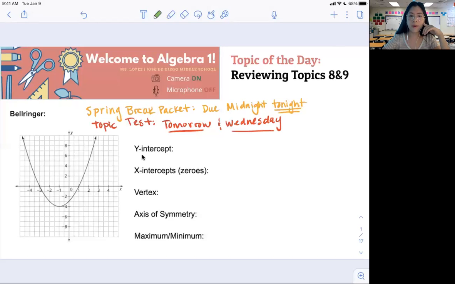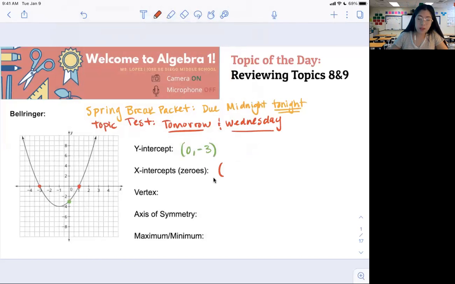Or where is the y-intercept of this graph? Good, -3. 0, -3. Perfect. Where are the x-intercepts? Good, -3 and +1.